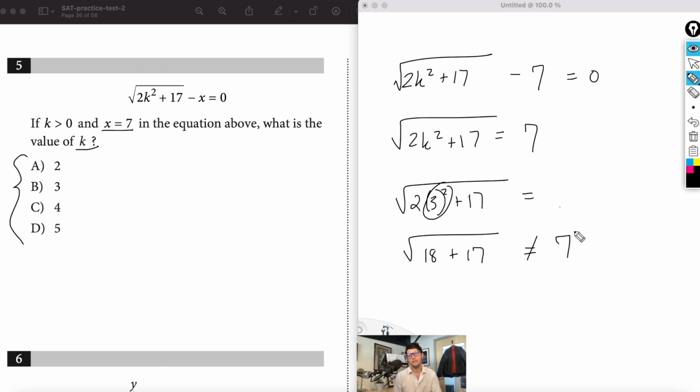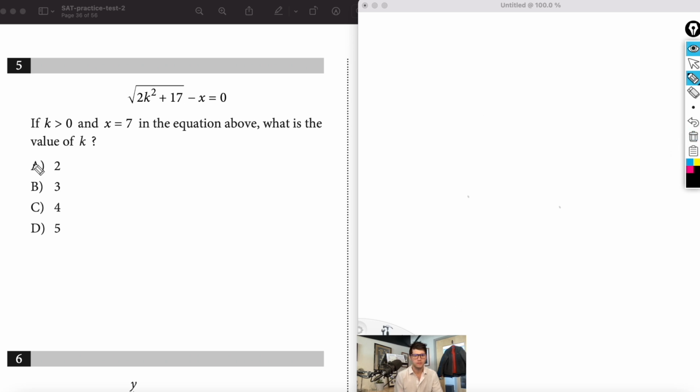I know that the square root of 49 equals 7, and this is not 49. We need a bigger value. So those two are out. We need a bigger value. So I'm trying out now 4. Let me clear the board here and cross these off.